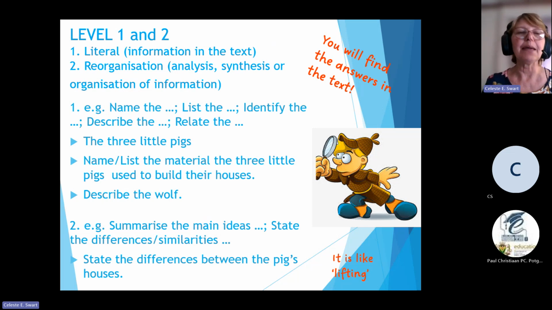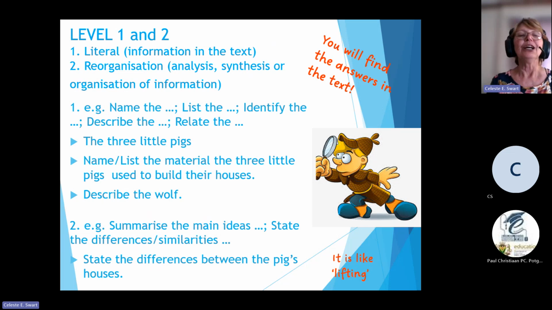Things like name the, let's think of the three little pigs. Name or list the material the three little pigs used to build their houses. Now, remember one thing here. You cannot go on prior knowledge. So you're going to take your story or your comprehension you're given, and you're going to find the information in there. It doesn't matter what else you know about the topic. That isn't what counts here. If it's comprehension, you have to figure out everything from the comprehension passage and not your version of the story.